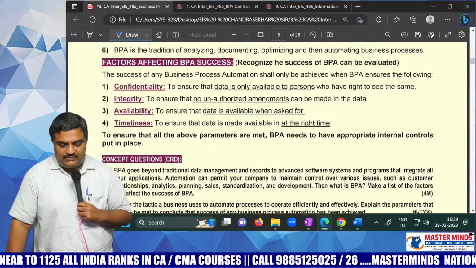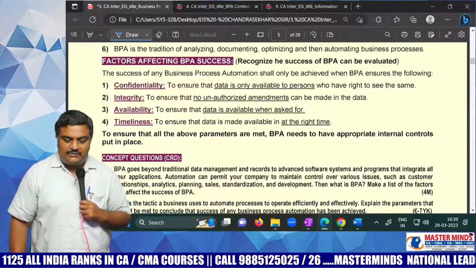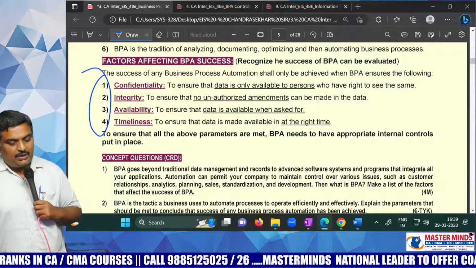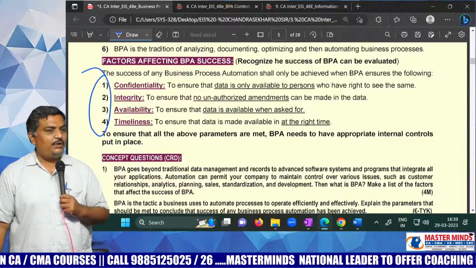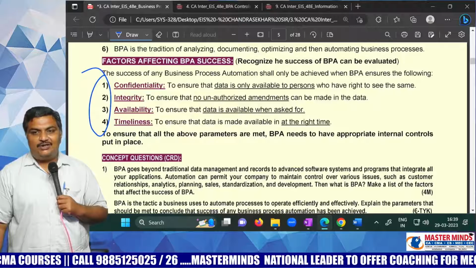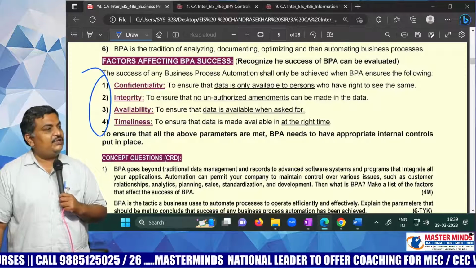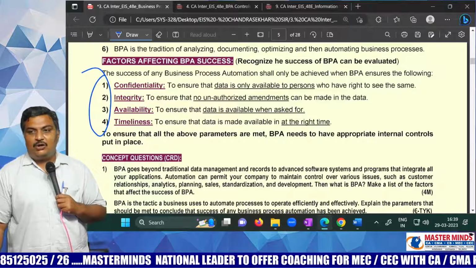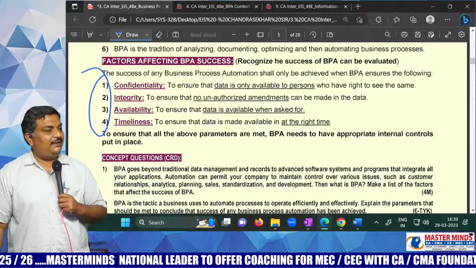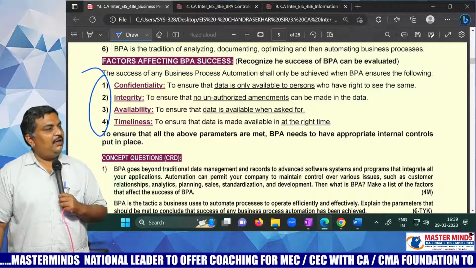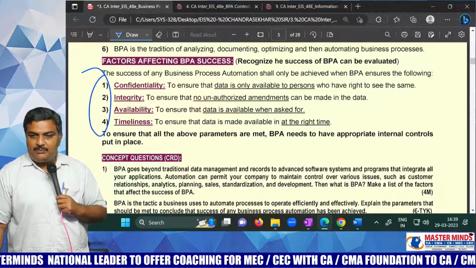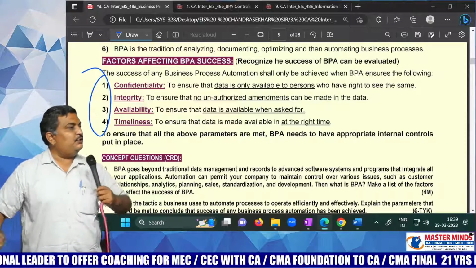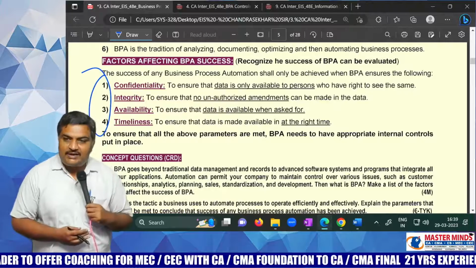Now, what are the main important things for the success of a BPA? Confidentiality, integrity, availability and timeliness. What is confidentiality? In humans, you will not have that confidentiality. 2 days back, 16 crore Indian customers' data got leaked. Why? In Telangana, question papers got leaked. Why? Because the people working there took pen drives to the server room, copied the question papers and brought them outside. No confidentiality. But if you use a software to do that, software will not have friends and relatives.